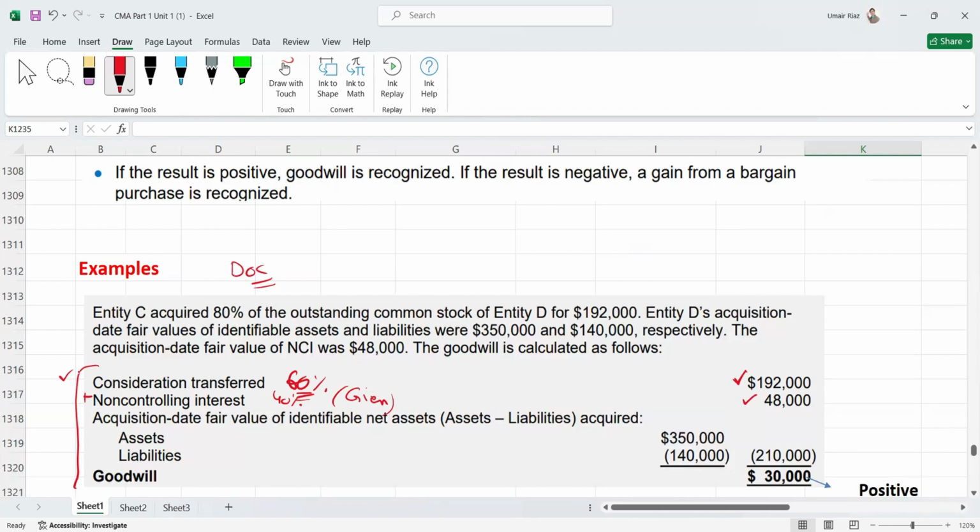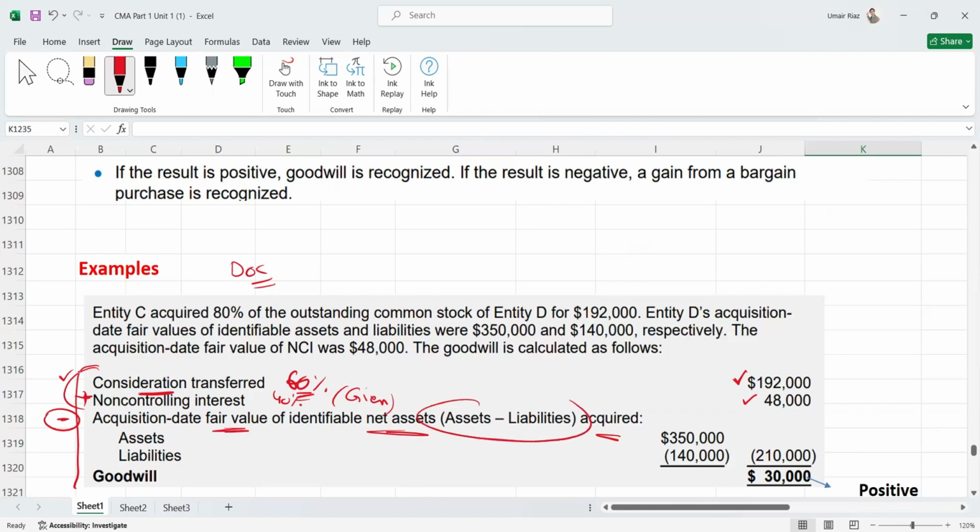So these two values we will add: consideration transferred plus non-controlling interest fair value. We need fair value of everything, by the way. Of the consideration transferred: if you're giving cash, whatever cash you're giving is the fair value. But if you're giving stocks to acquire the stock of the other business, you have to take the fair value of those stocks given, plus non-controlling interest at fair value. And then from there you will deduct the fair value of net assets acquired.